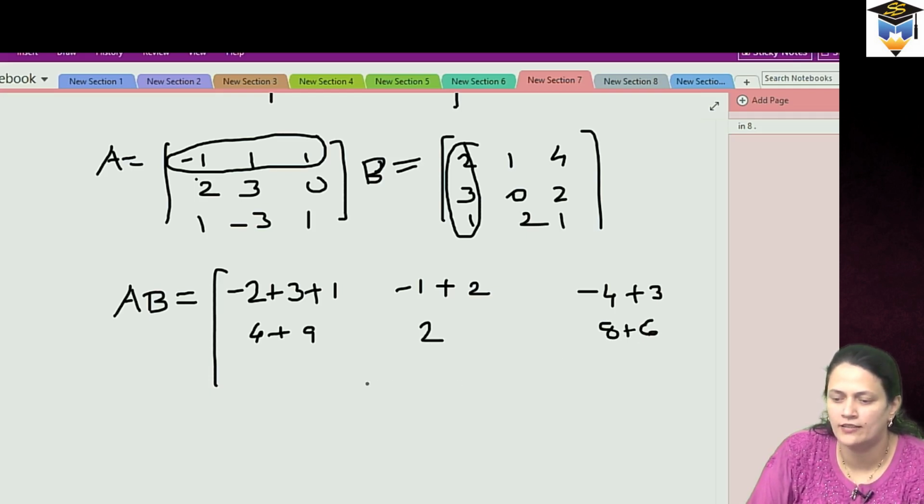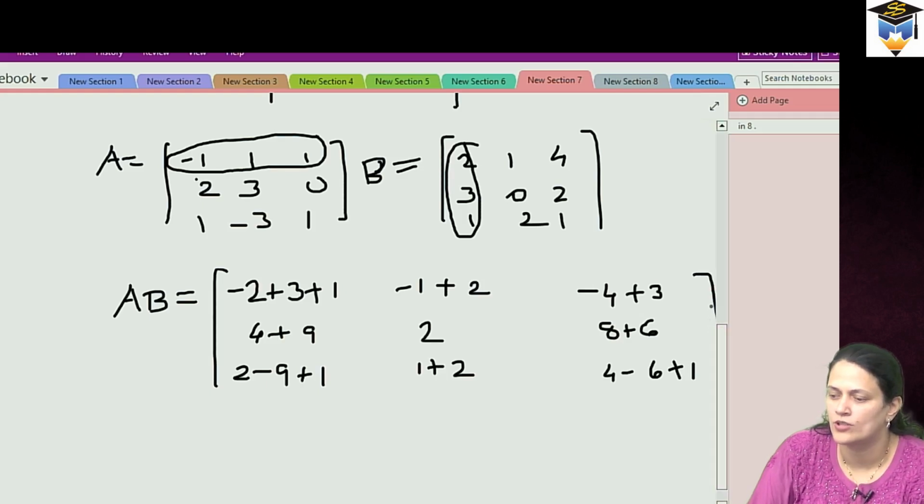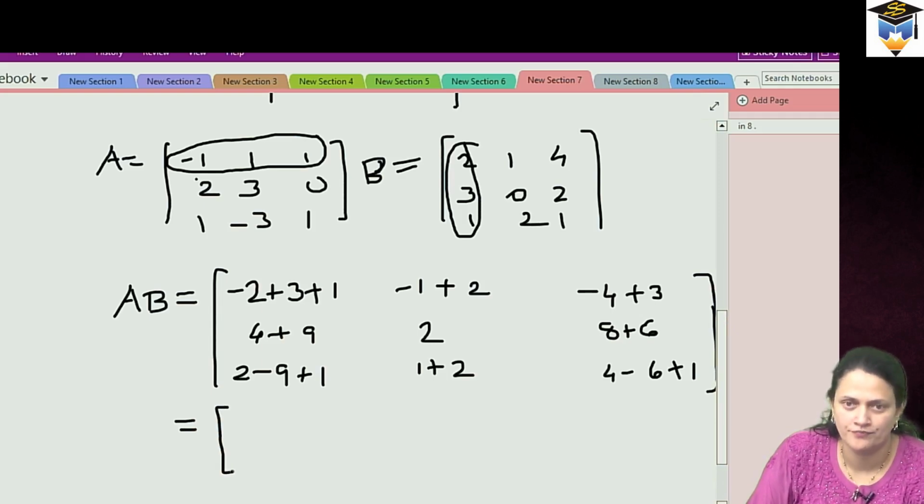Is it right, Nidhi? Then 1 into 2 is 2, 2 minus 9 plus 1. Next, 1, 0, 2, 1 plus 2. And the next one is 1, that is 4 minus 6 plus 1. So in this way you will do the multiplication. So write down the elements now. -2 plus 3 is 1, 1 plus 1, 2.